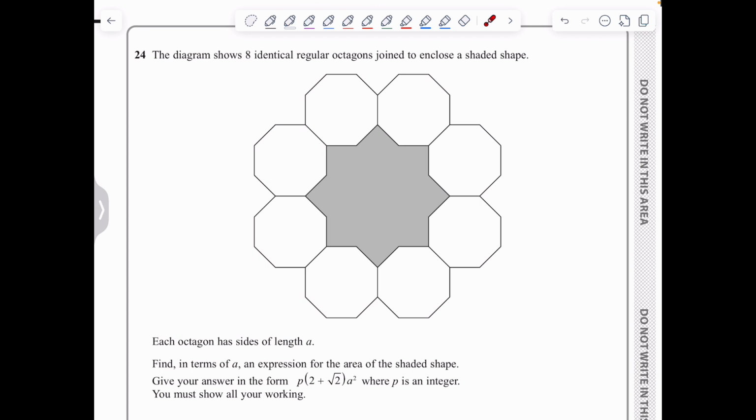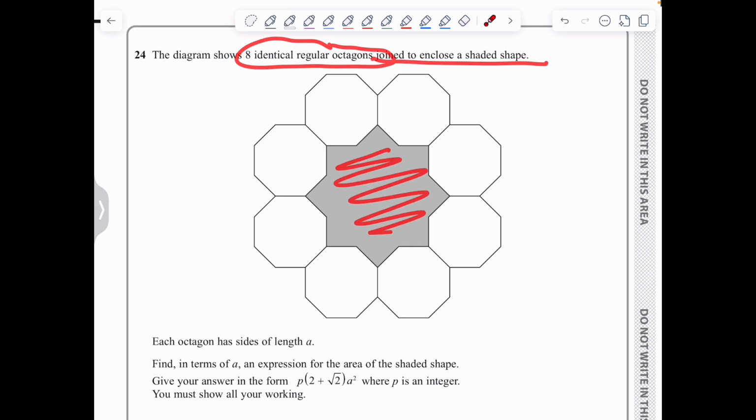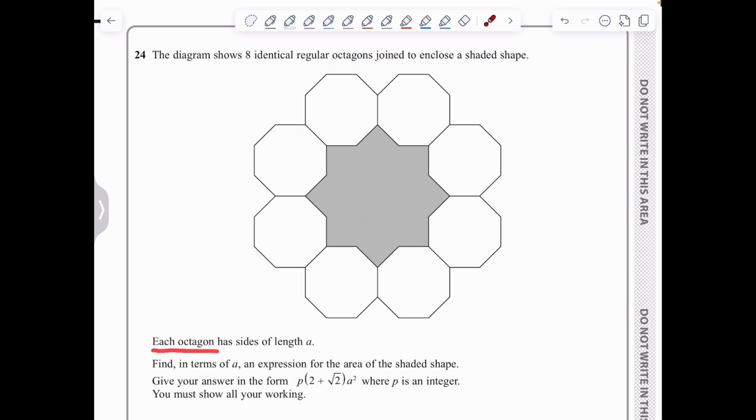In question 24, we've got 8 identical regular octagons joined to enclose the shaded shape shown here. Now each octagon has sides of length a, and we need to find, in terms of a, an expression for the area of the shaded shape, giving our answer in the form p times (2 plus root 2) a squared, with p being an integer. Now we know that the side of each octagon is a, so I'm going to put an a here.